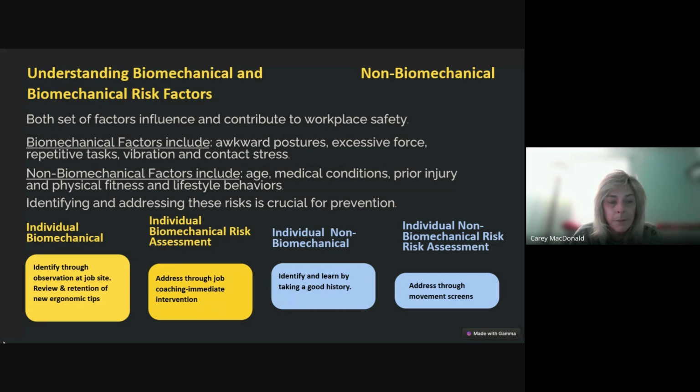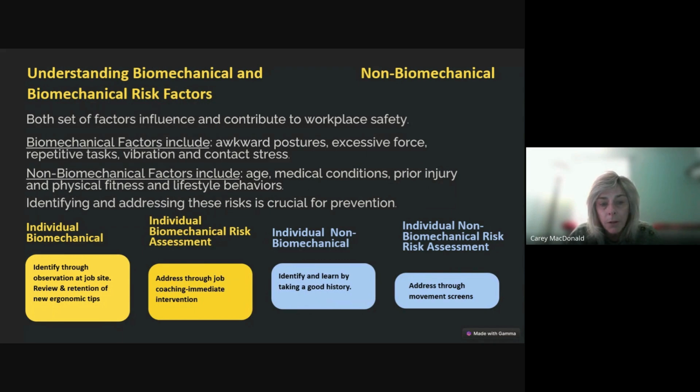When you talk about the individual biomechanical risks, those are identified through observation at your job sites, on the assembly line, or wherever you may be working. Those are the things that you see, you look at, and you can make modifications for. The individual assessments for that are your quick job coaching or your modifications to a particular behavior that are going to help prevent those injuries.